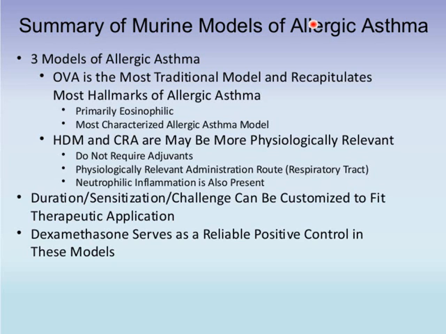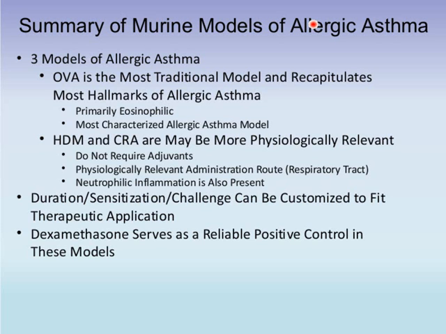And the house dust mite and CRA might be more physiologically relevant. They don't require adjuvants. They are delivered via a more relevant administration route, the respiratory tract, as opposed to IP administration. And neutrophils are also present in that disease. The duration and sensitization in all these models can be customized to fit the therapeutic application. And in these models, we generally use dexamethasone as a reliable positive control.